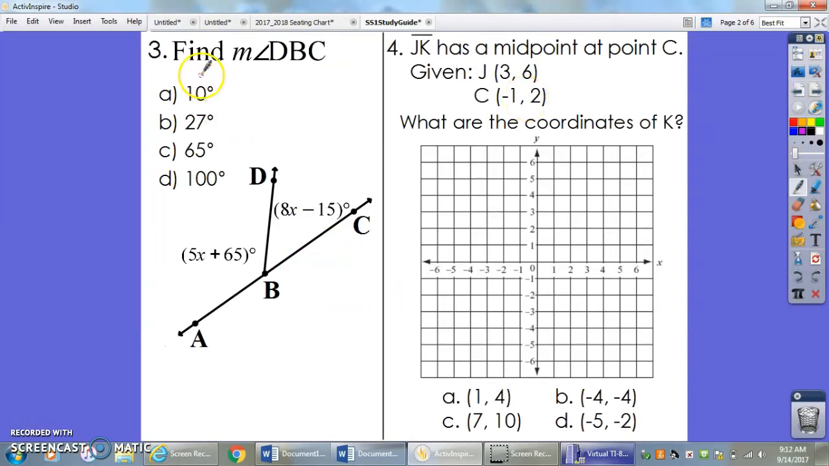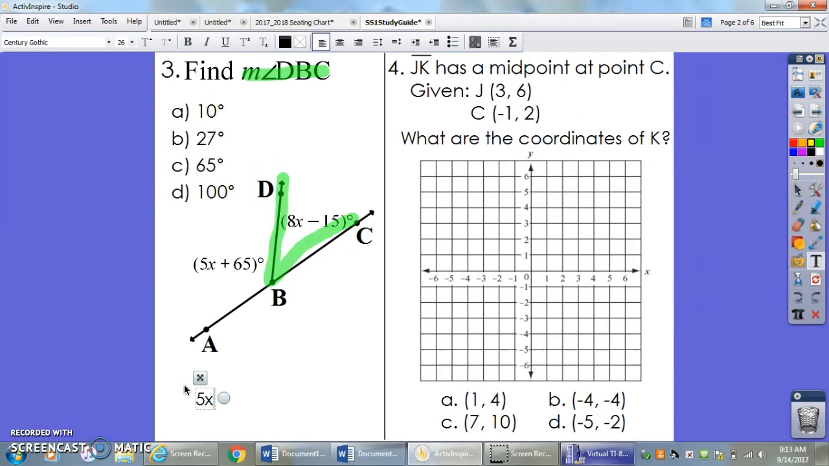Next, number 3, find the measure of angle DBC. So again, DBC is an angle. We're going to highlight DBC. That's 8x minus 15. Again, I have a straight line, and I have 2 angles on a straight line. I know they add up to 180. So I'm going to write my equation saying 5x plus 65 plus 8x minus 15 equals 180.